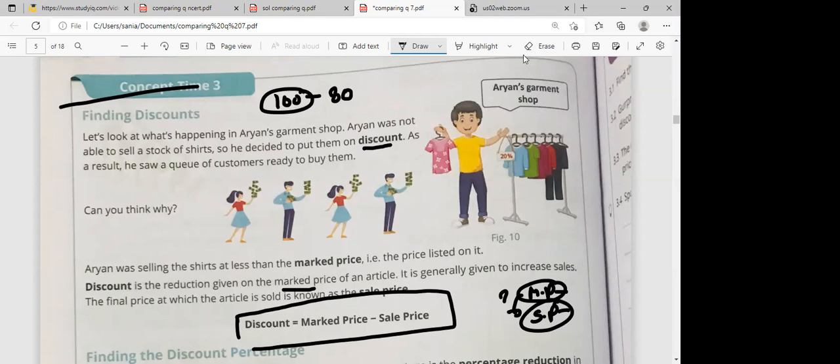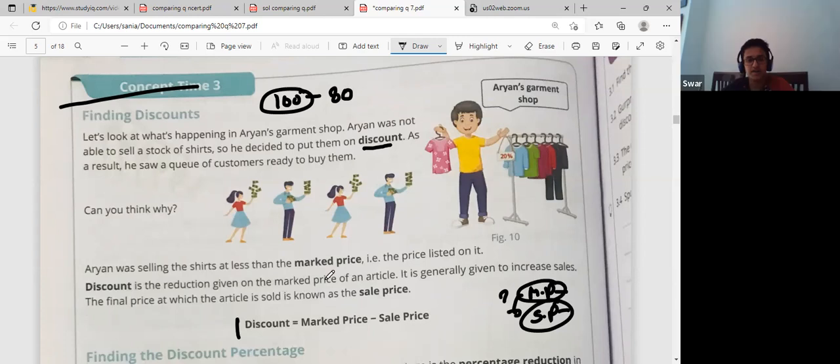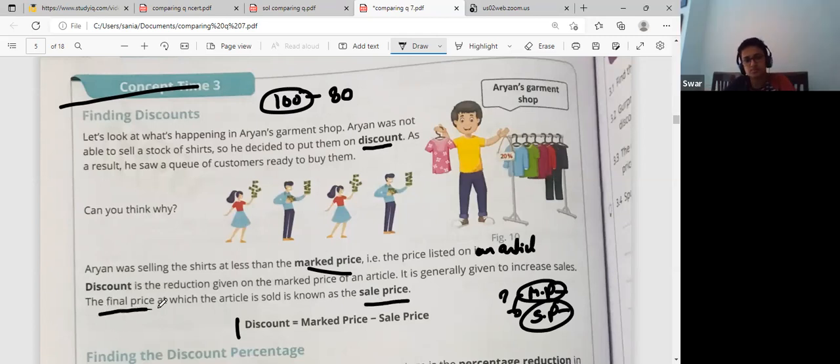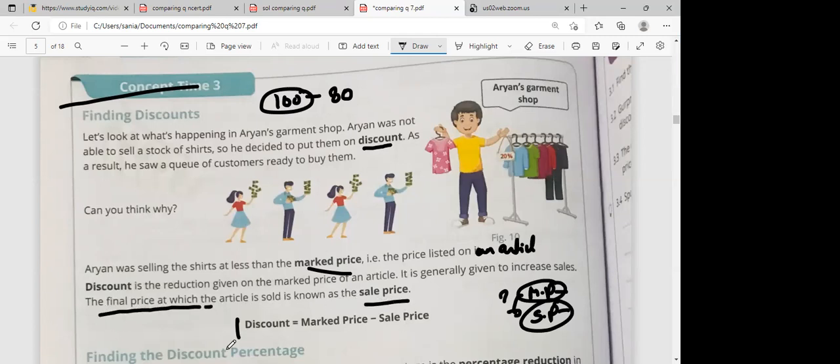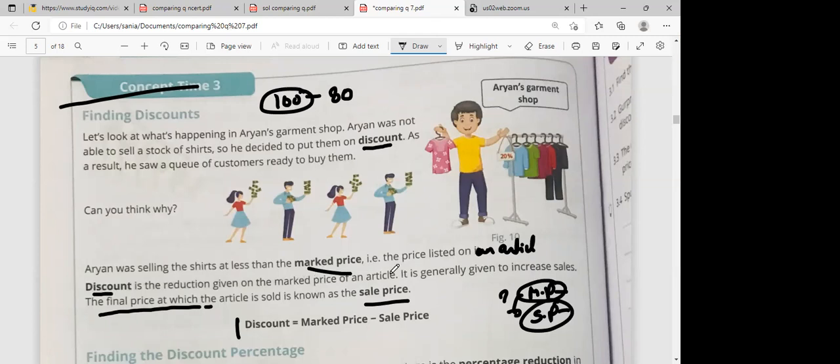Got it? Okay, understood. So you will write discount and then you will write this formula. I think you can remember it, but write it down because then you will be revising it. You'll get a better idea. Marked price equals the price listed on an object or an article. And sale price: the final price at which the article is sold is known as the sale price. And then write this also: discount is a reduction given on the marked price of an article. In 8th class only you are going to get it. In 9th class, you don't have such chapters on comparing quantities and all that, but in 8th class, yes, you have to.